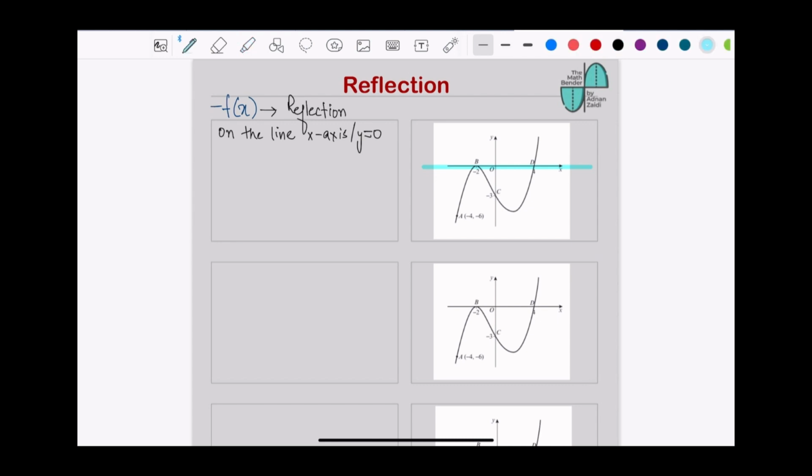So first step, since f of x was equal to x plus 2 whole squared times x minus 4, negative f of x will be negative x plus 2 whole squared times x minus 4. And remember that negative of any curve that you draw will always be a reflection in the line y equals 0 or the x-axis. If I draw this curve, a reflection will look like this.